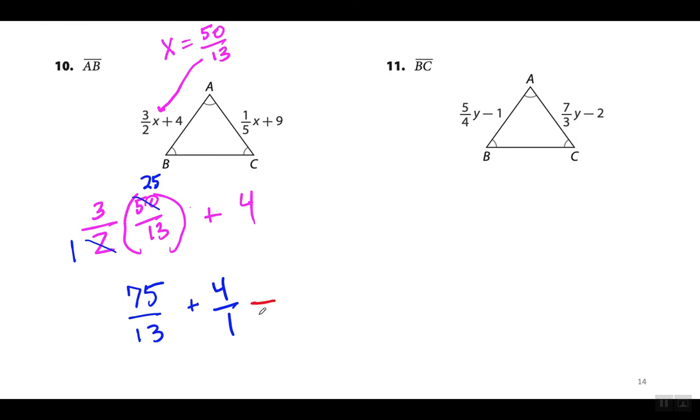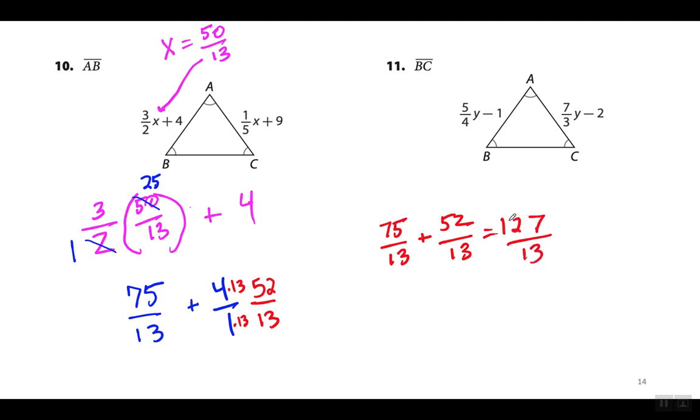Alright, so I'm going to do the same thing I did before. To change this fraction to have a 13 on the bottom, you multiply 1 times 13. So multiply the top times 13, and it's going to give you 52. Alright, so 75 over 13 plus 52 over 13 is going to give you 127 over 13. And can I simplify that?